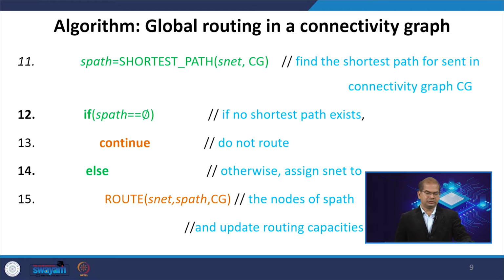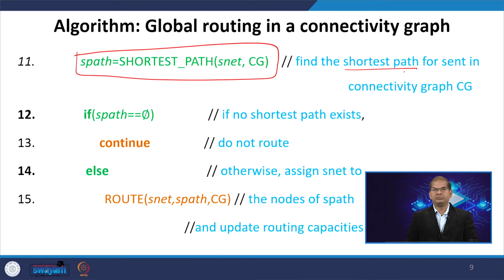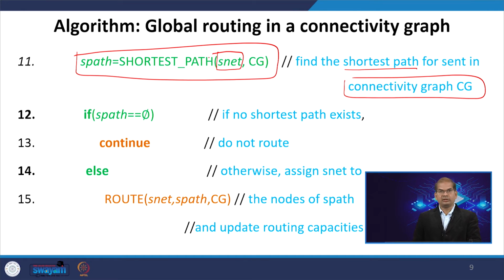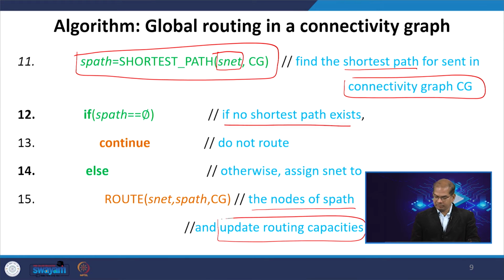Then what we have to do is have this S path, which finds the shortest path from the connectivity graph. From the connectivity graph, it will find the shortest path for that subnet. If no shortest path exists, it will not route; else the nodes on the shortest path will be assigned the track, and the routing capacity of that track will be updated.